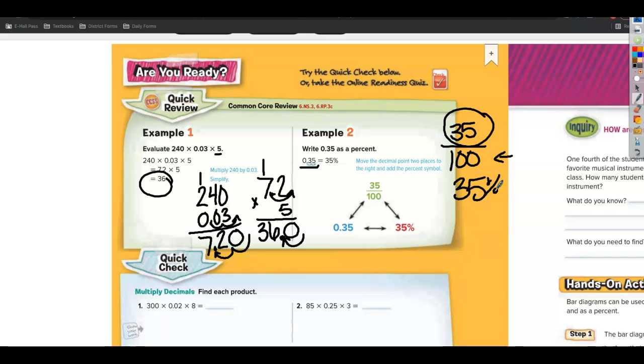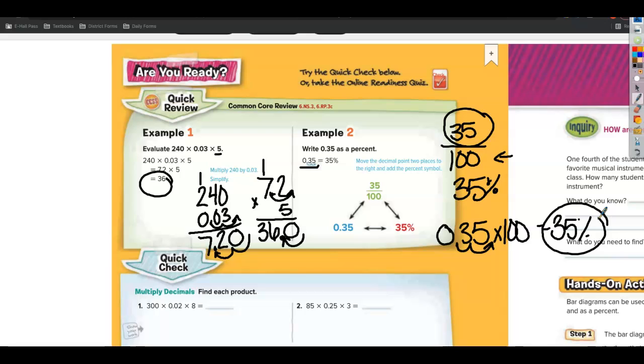Okay. Another way you can do it is actually taking 35 hundredths and multiplying it times 100, because again, a percent is out of 100. When you multiply by 100, essentially you're just moving the decimal 2 places, so you do get the answer of 35% that way as well. Okay?